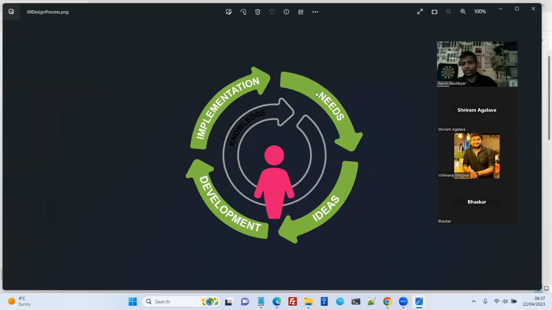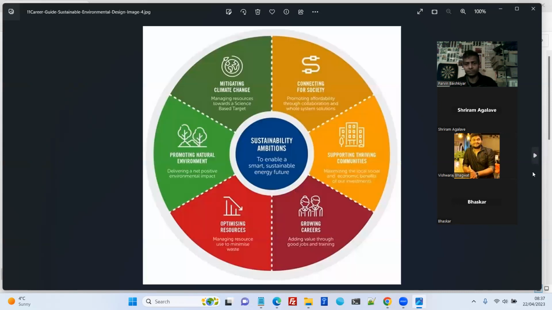So basically, we need to think needs, ideas, development, and implementation. This is the design process, how we do the designing. We have to keep thinking about what the needs are and do smaller activities. And of course, you need to connect with society, promote affordability, not only about profit but also about society, supporting thriving communities, growing careers, optimizing resources, protecting the natural environment.